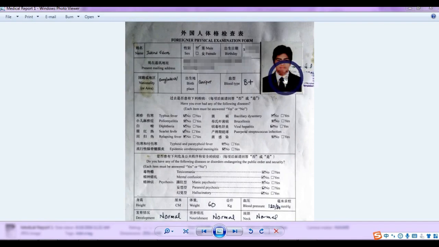There are two places to be attested by the doctor. One place is on the photo here. You just use some gum to put your photo here, and you tell your doctor to attest on your photo, and you have to give one hand signature here. This thing is very important, remember that.